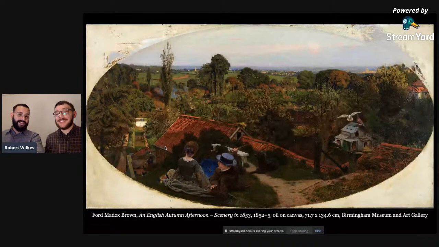So it's this idea of just painting something almost for the sake of it, in a very truthful way. And yet it took Brown several years to paint.